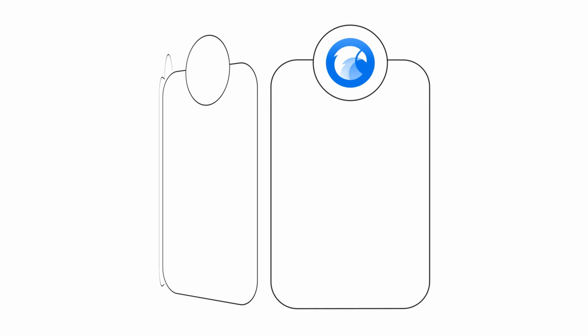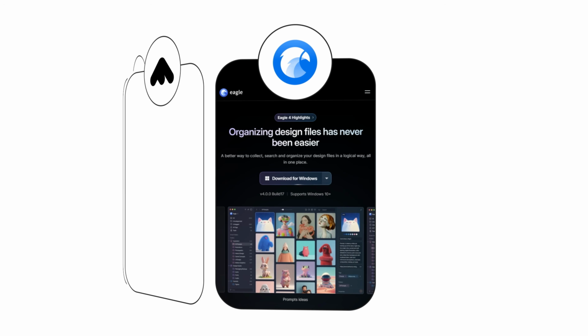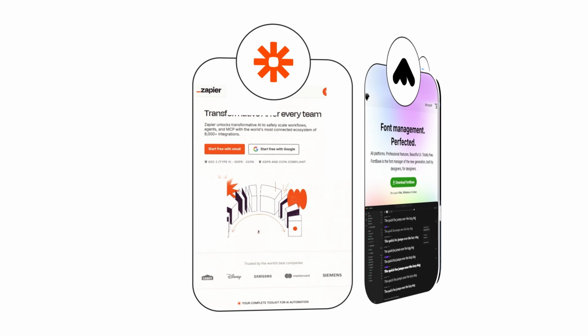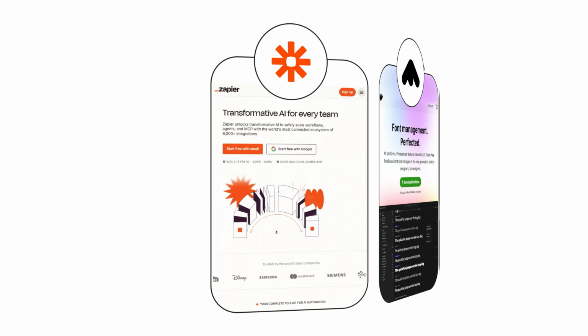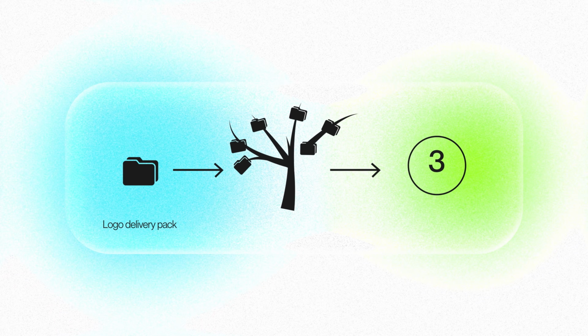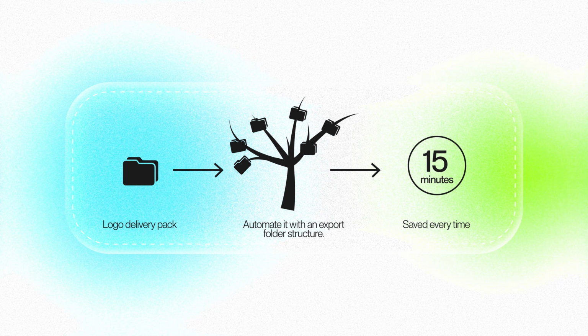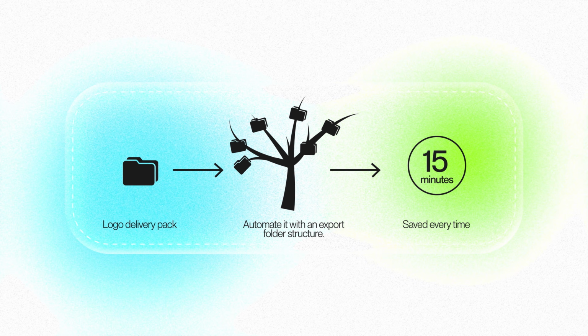But if you are a freelancer or kind of an intermediate position, it isn't just about choosing the tools, it's making those tools work for you in complete harmony in your workflow. At this level, essentially, you should be building a proper workflow stack. So for example, something like Eagle for organizing assets, Fontbase for font management, and Zapier for automating design deliveries or file exports. If you have a logo delivery pack you always send to clients, automate that thing with an export folder structure. That's got to save you at least 15 minutes every single time.